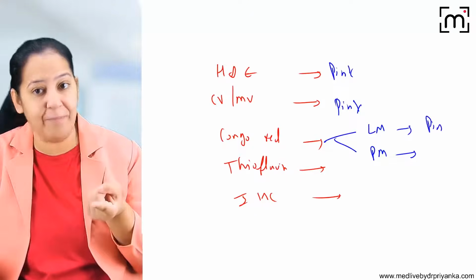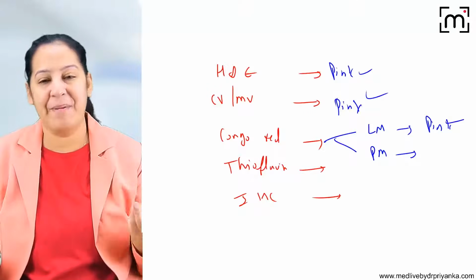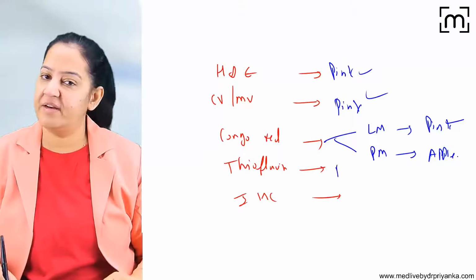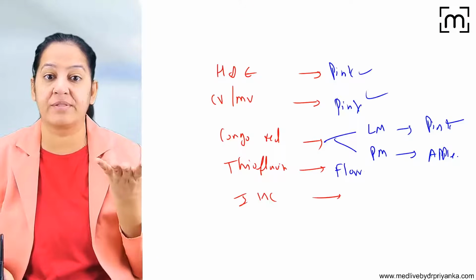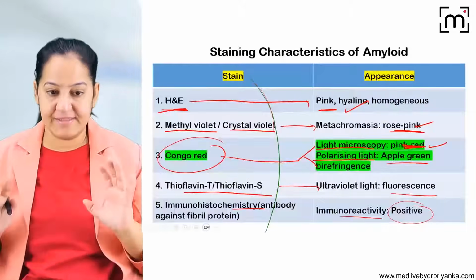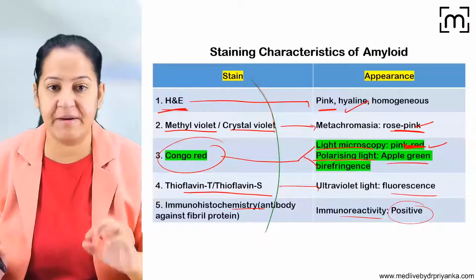On light microscopy, it is still pink. But on polarized microscopy, it is apple green in color. I will show you the detail. Thioflavin will look fluorescent, a different fluorescent color. And here, it will give the specific type of the amyloid. So you have to learn this table, and you have to write this table in your exam.